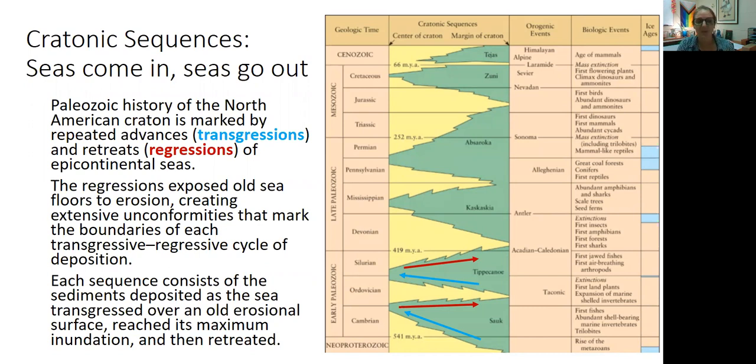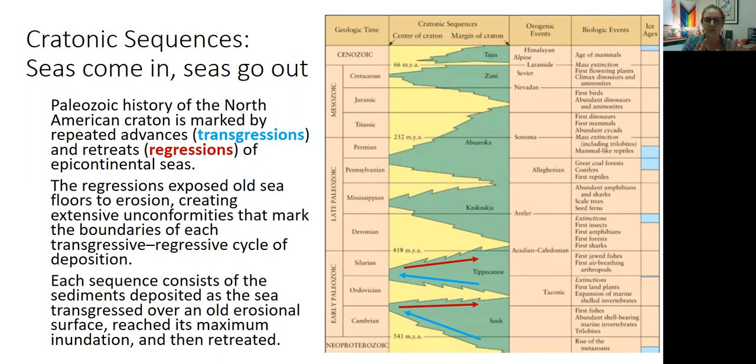Now, the Paleozoic history in North America is marked by repeated sea level rises, which we call transgressions, and sea level falls, which we call regressions. And when sea level rose, the continent was covered by epicontinental seas. When sea level fell, it went back to being exposed land surface.